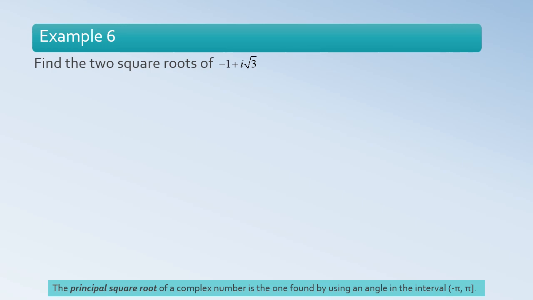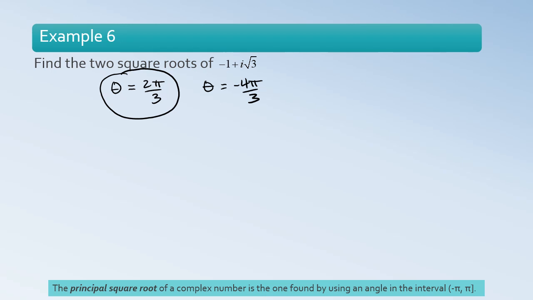Now, if you remember at the very beginning of this one, and you'll have to go back and look at what I wrote before in this video, I had a theta of 2 pi over 3. I also had a theta of negative 4 pi over 3. Which one of these is between negative pi and positive pi? And the answer is 2 pi over 3. So whatever answer came from using 2 pi over 3, that is my principal root.